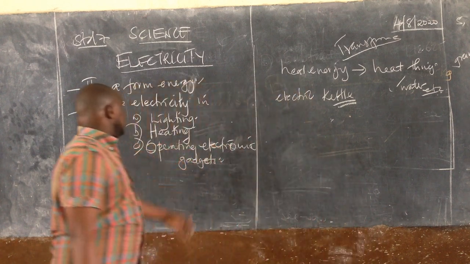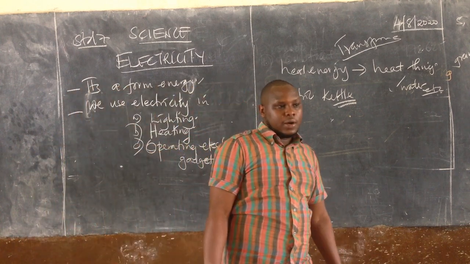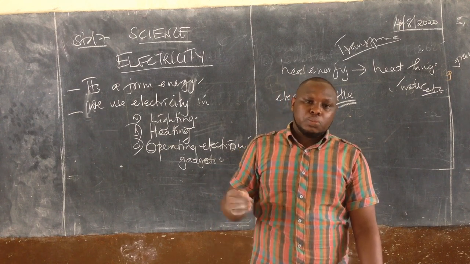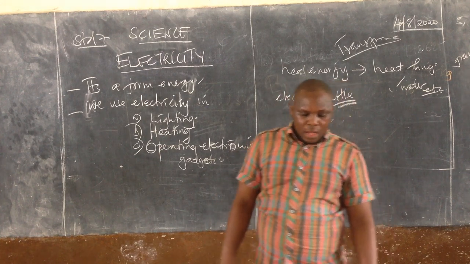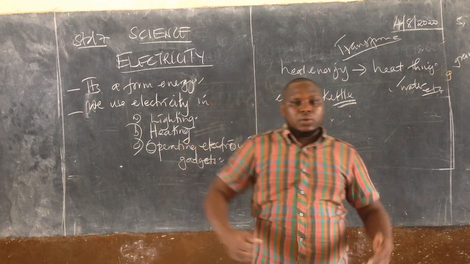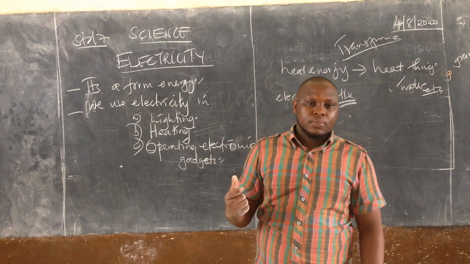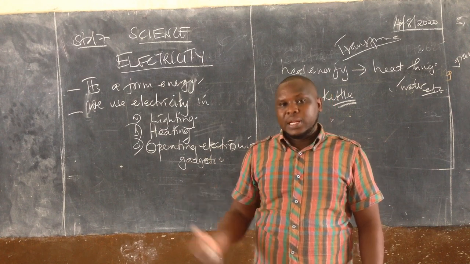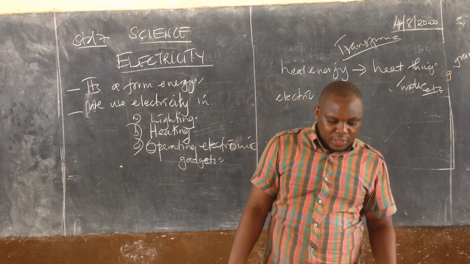So we can use electricity in operating electronic gadgets, even in the salon, where you go for your plaiting, you realize that the blow dryer uses electricity to function. So that's an electronic gadget. Such electronic gadgets include radios and iron boxes. Remember when we tell you to come clean to school, you must iron your clothes. You must press them. You only press them if the iron box is hot. And where is the heat coming from? From the electricity. Then we have television, as I said, electric kettles and so forth.